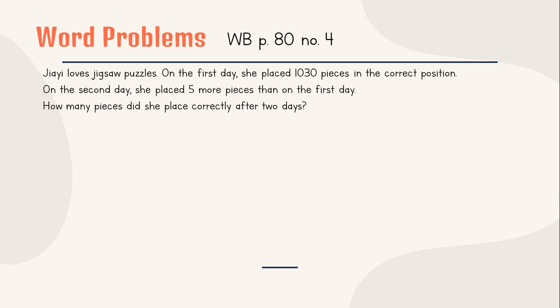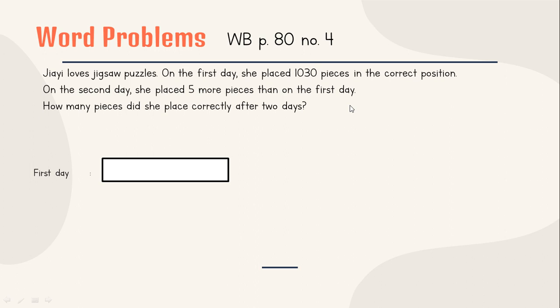Number 4. Jai loves jigsaw puzzles. Do you love puzzles? I love puzzles. On the first day, she placed 1,030 pieces in the correct position. On the second day, she placed 5 more pieces. So does it mean that Jai only placed 5 pieces on the second day? No, but she placed 5 more pieces than on the first day.